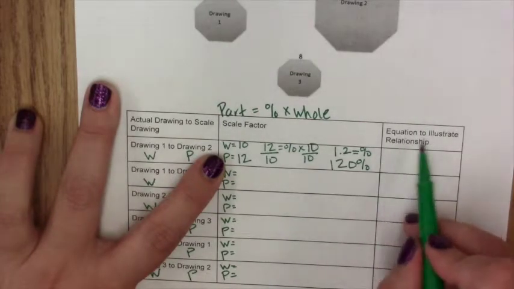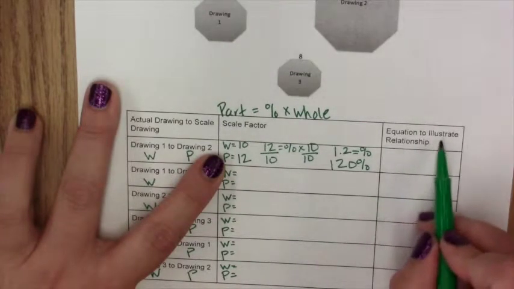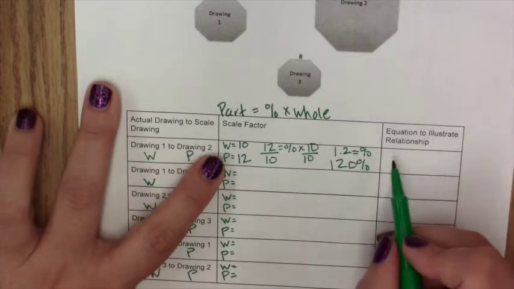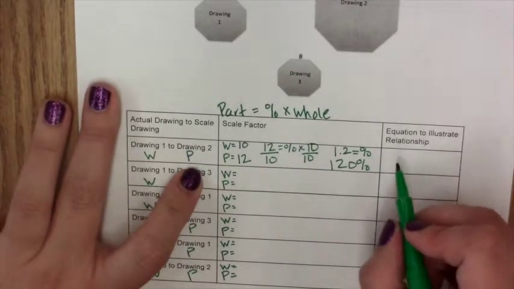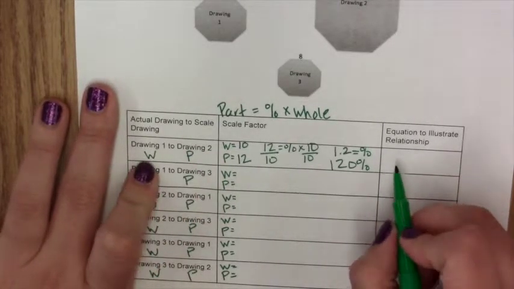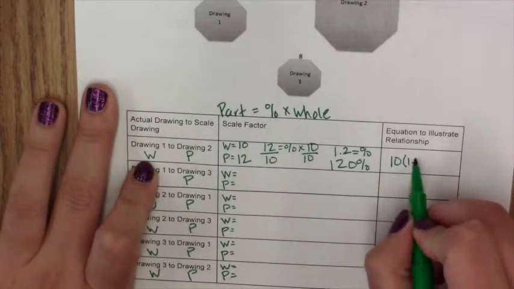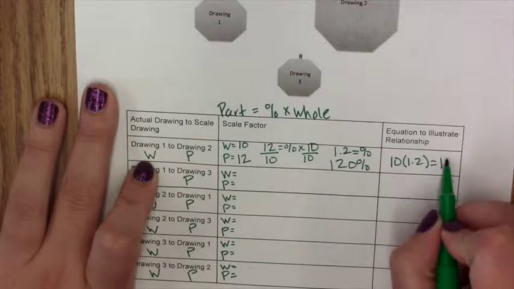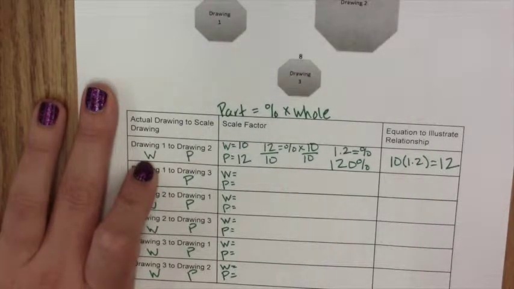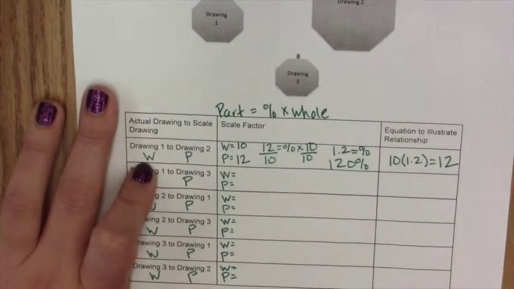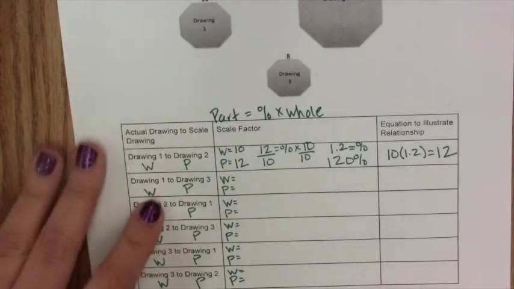Now, how we can check our answers and an equation to illustrate the relationship, we can take our whole of 10, times it by our scale factor, and that should give us our part. Okay, let's do this next one.